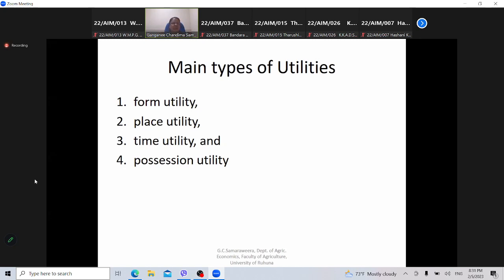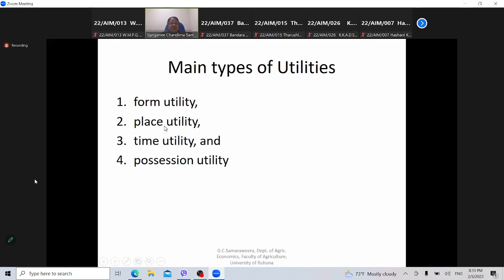Okay, so place utility. I think form utility is clear for you. Different forms, maybe in solid form, maybe in liquid form. Okay, you like different forms. Accordingly, your utility may change. Second one, understood form utility? If you can't get the point, please ask questions, okay? Otherwise, I don't know whether you understood or not.